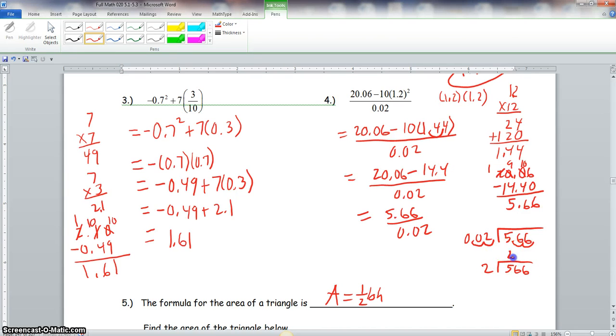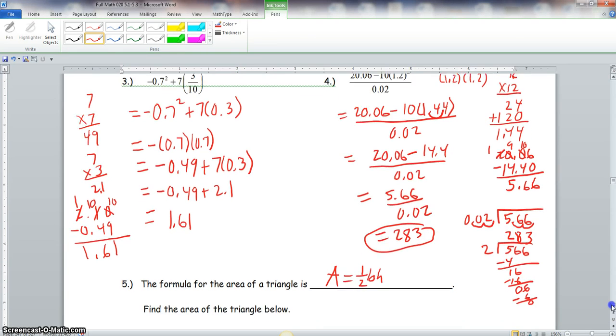2 goes into 5 twice. 2 times 2 is 4. 2 goes into 16 8 times. So we have 8 times 2 is 16. 16 minus 16 is 0, so we bring down our 6 here. Well, we could write the 0 too. This is 0, 6, which is still 6. And then we say 2 goes into 6 3 times. And we have no remainder. So our final answer here is 283.